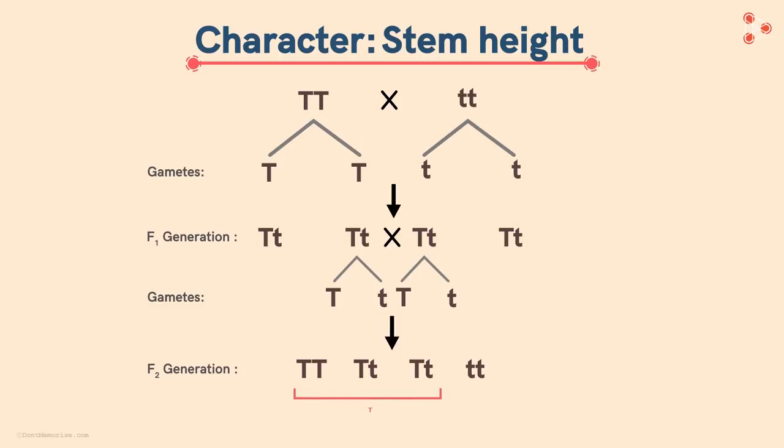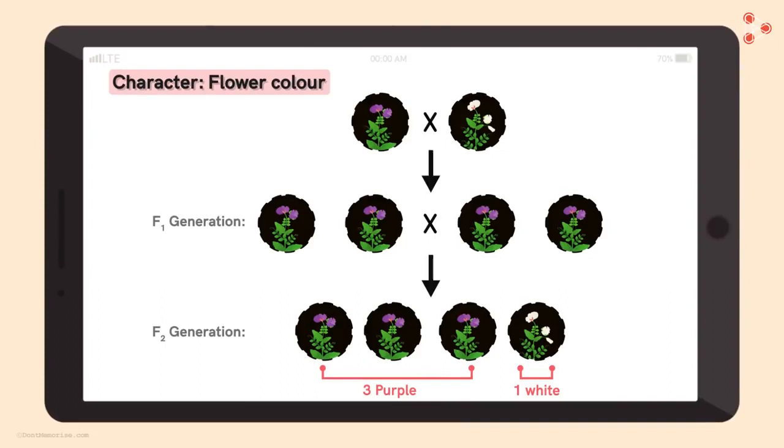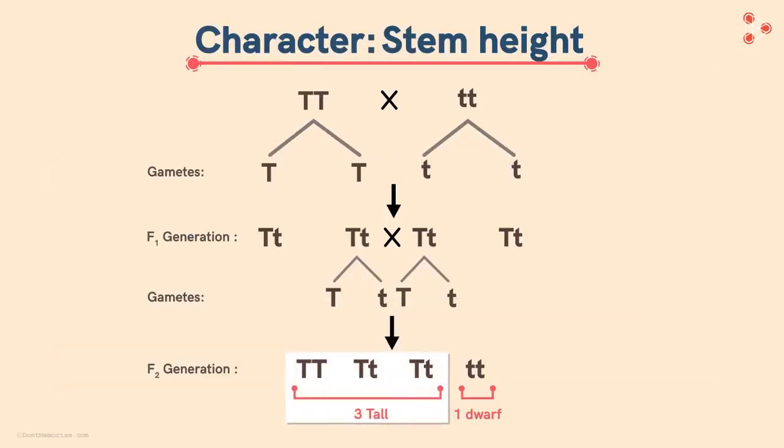So what we get is 3 tall plants and 1 dwarf plant. Isn't this the same ratio that Mendel obtained when flower color was considered as the character? Yes, it is. He had obtained 3 purple and 1 white flower in the F2 generation. Similarly, here we get 3 tall and 1 dwarf plant.